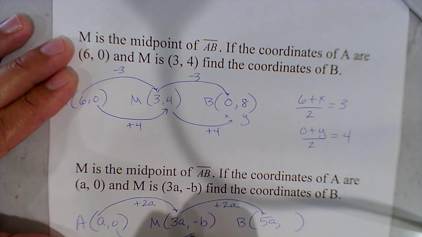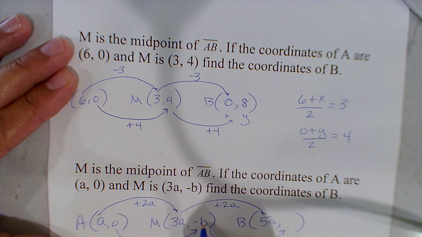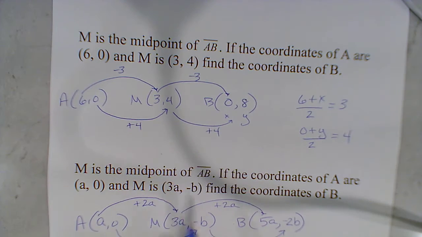And here, how do I get from 0 to negative b? Well, you just subtract b. So you would do that again. Negative b minus another b, negative 2b. And that'll work every time, but you gotta pay attention.